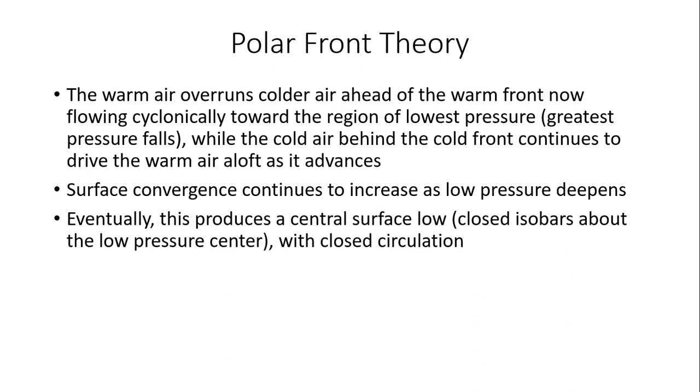It generally is going to move toward the region of lowest pressure, the greatest pressure falls. That's where the warmest air moves towards, while the cold air behind the cold front continues to drive the warm air aloft as it advances. Surface convergence continues to increase as low pressure continues to intensify. That area of low pressure is getting stronger, deepens. Eventually, this produces a central surface low, a closed isobar about that low pressure center on the surface.